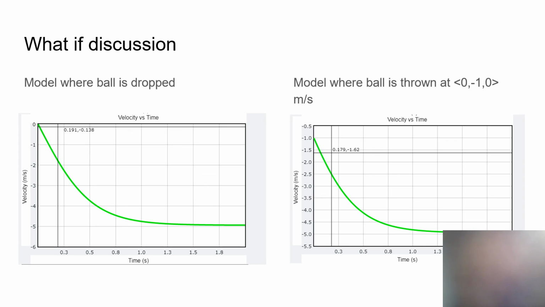In the first one, where I didn't change anything, you'll see the initial velocity is 0 and it approaches -5 meters per second and never goes beyond it. Once it reaches that, it stays there. In the second model, I added an initial velocity of -1 meters per second in the y direction, so it starts lower in the graph and gets to -5 meters per second faster, but once it gets there, it once again stops.